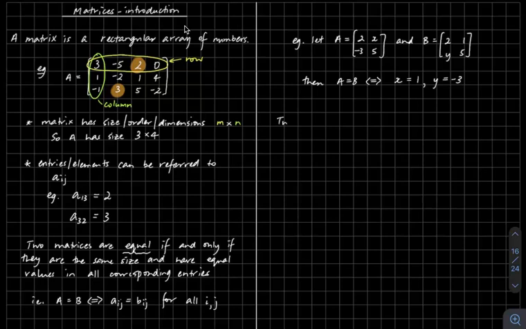All right, let's talk then a little bit about the operation of addition and subtraction. So two matrices can only be added or subtracted. Give that a little underline since we're talking now about the operation of addition and subtraction. It can only happen if they are the same size. So straight away we can't add or subtract matrices that are of different dimensions.